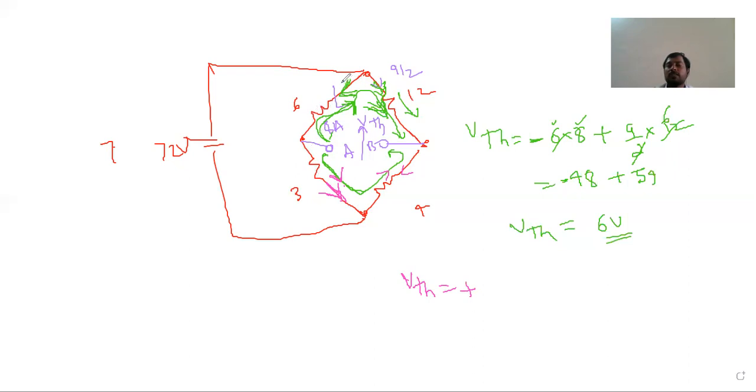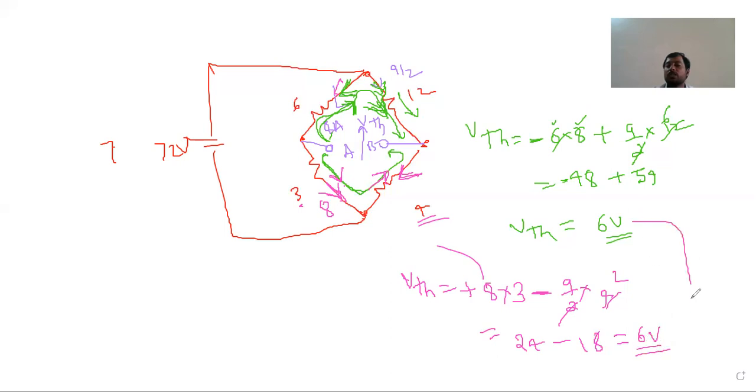So the current in this branch is 8, and V is equal to IR, with I equal to 8 and R equal to 3, so 8 into 3 is 24. Now look at this one. This is opposite: our assumed direction is in this direction, but the current direction is in this direction, so we should take it as negative. The current is 9 by 2 and R is 4, so 9 twos are 18. The difference is 6 volts. So these two are the same.